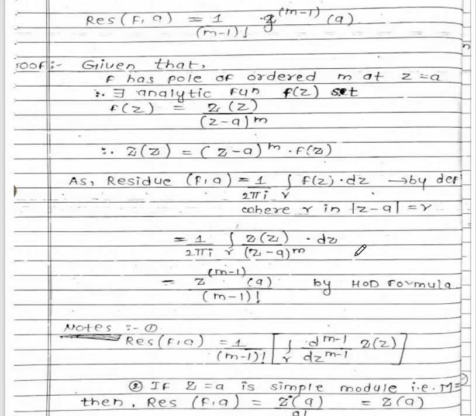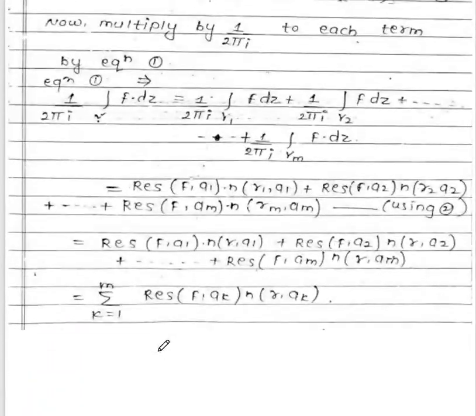By using the Cauchy higher order derivative formula, this can be written as g to the power (m minus 1) upon (m minus 1) factorial. So this is the second theorem. Here we have to note that the residue of f at the point a can be written as 1 upon (m minus 1) factorial times the (m minus 1)th derivative d to the power m minus 1 upon dz to the power m minus 1 of g of z.